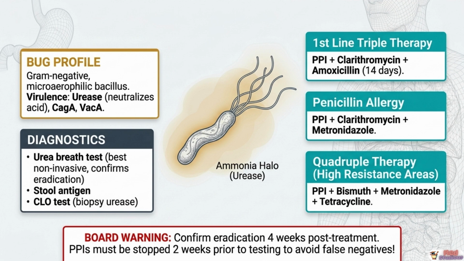One critical exam trap: confirmatory testing must happen at least 4 weeks after treatment ends, and PPIs need to be stopped 2 weeks before testing, or you'll get a false negative.